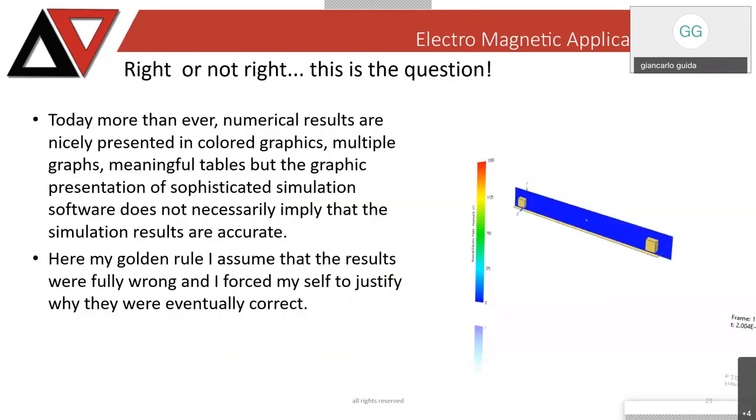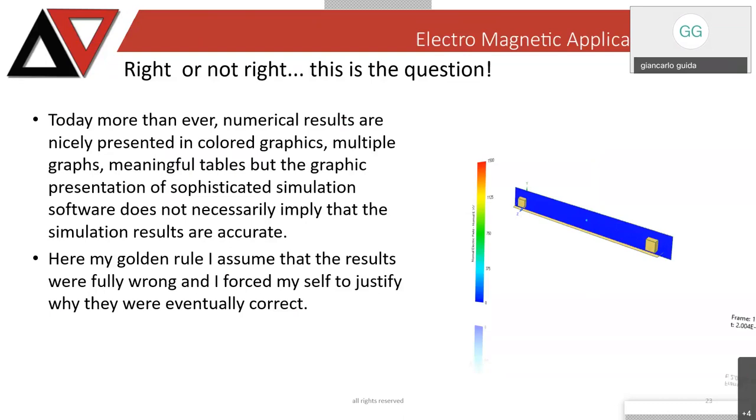And today, the software simulation tools available on the market, including IMA3D cable, which is our own software, are able to give you all the results you want. But my golden rule in these 25 years, being an electromagnetic engineer and getting my salary out of simulation, is I do not believe simulation. I assume that all the results are wrong, and I force myself to justify why they are correct.